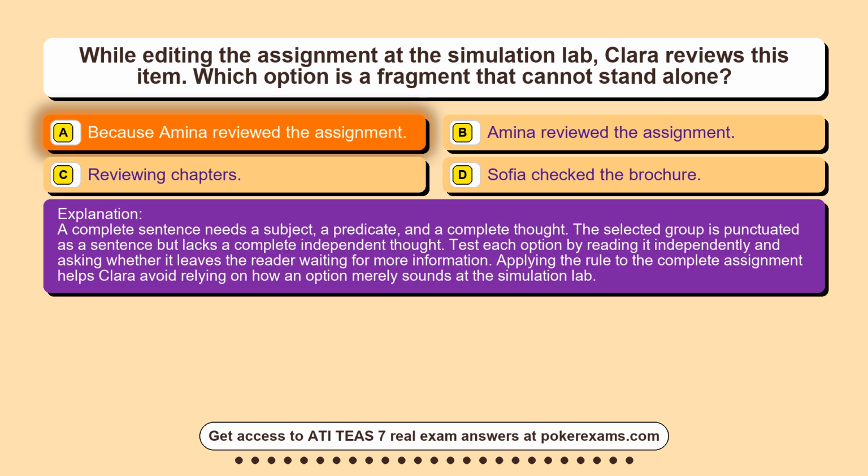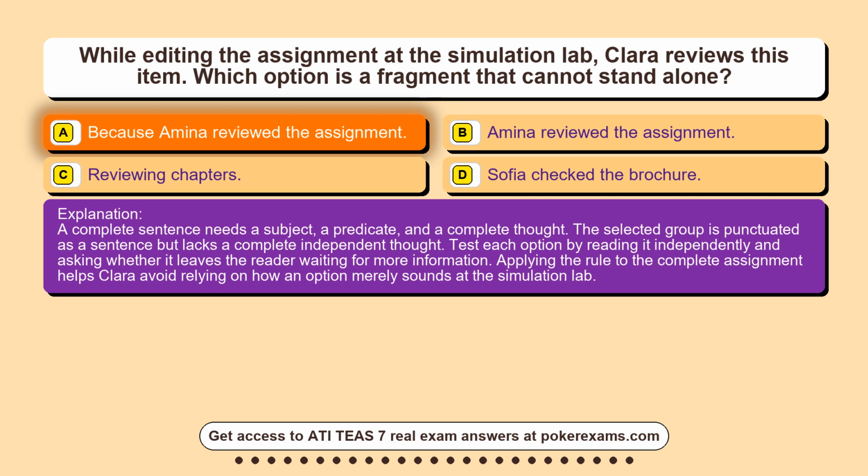A complete sentence needs a subject, a predicate, and a complete thought. The selected group is punctuated as a sentence but lacks a complete independent thought. Test each option by reading it independently and asking whether it leaves the reader waiting for more information. Applying the rule to the complete assignment helps Clara avoid relying on how an option merely sounds at the simulation lab.